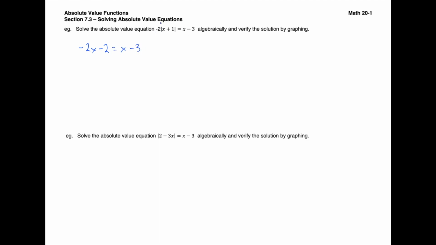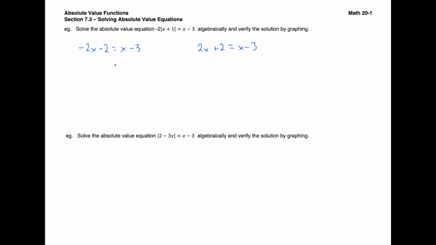Now for the other one, I'll multiply through by negative 1, and so I get a negative 1 times negative 2, so I get a positive 2 that's multiplying through the bracket. And so for my second one, I'll get positive 2x plus 2 equals x minus 3. Now I just need to solve each of those two equations, and they're just simple linear equations, and that'll give me my potential solutions, and I can put those back into the original equations just to verify.